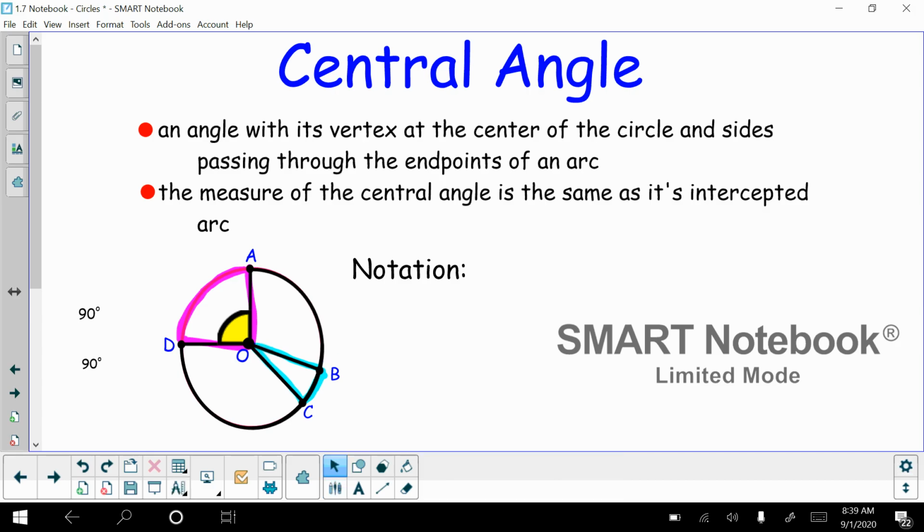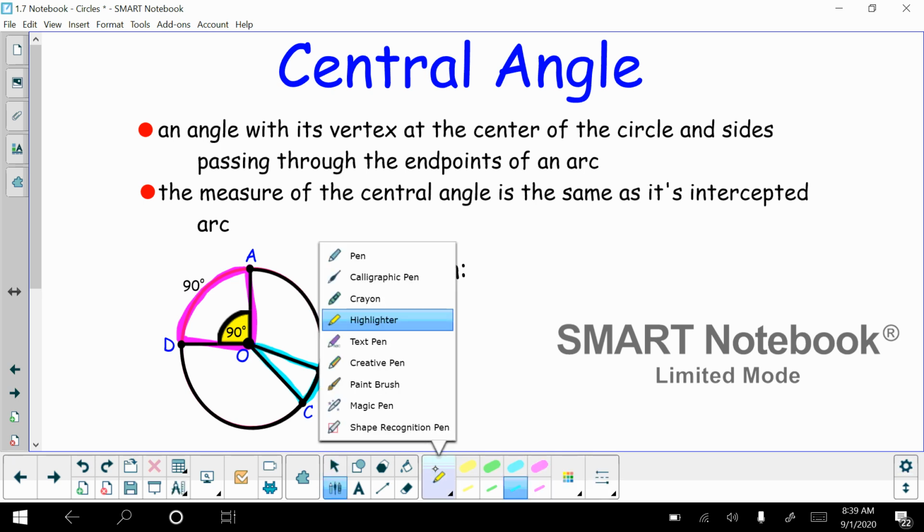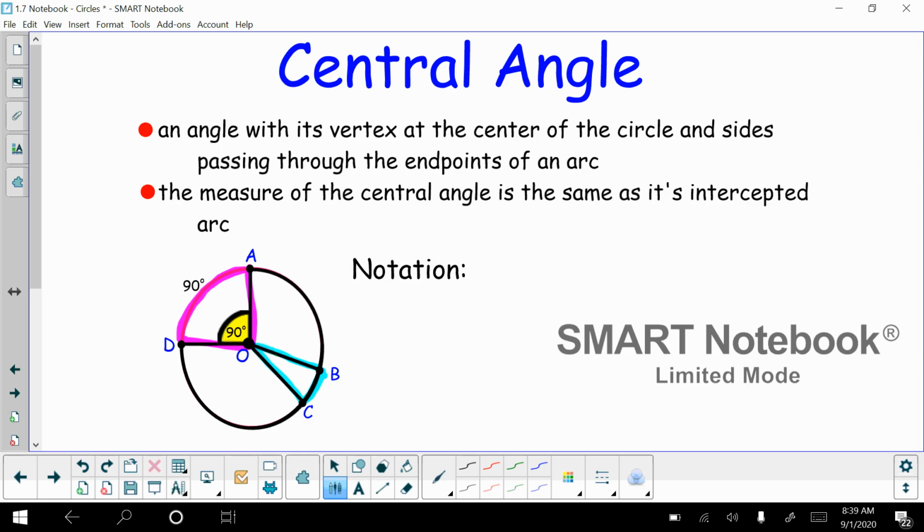Okay, how are they related? If this one was a 90-degree angle, well, this arc is also going to be 90. Okay, let's say this little angle right there, let's say it was, I don't know, 20 degrees. Well, then that arc right there is also 20 degrees.